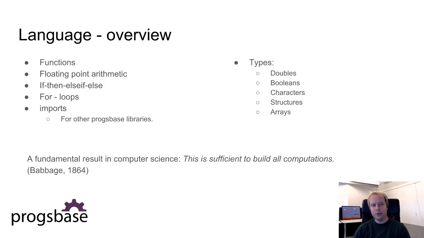So an overview of the Progsbase language. It contains functions, floating point arithmetic, if then else if else statements, for loops, and you can import other libraries written in Progsbase. The types you have are doubles, booleans, characters. You can make structures out of these types, and you have arrays. And one very important foundation for Progsbase is a fundamental result in computer science, which says that these building blocks are sufficient to build all computations.